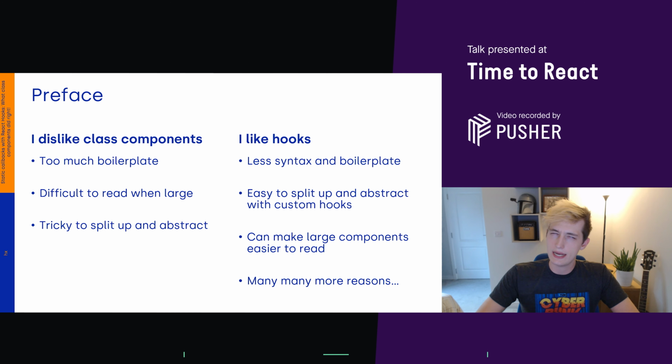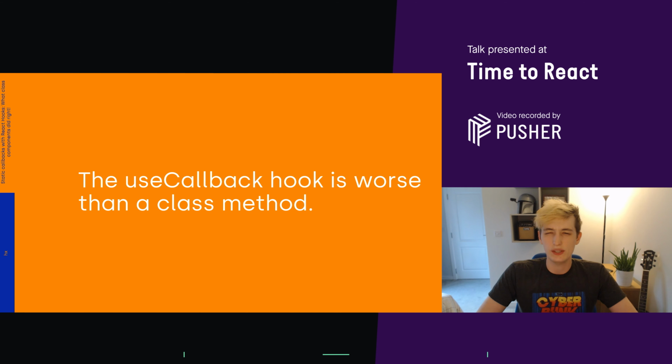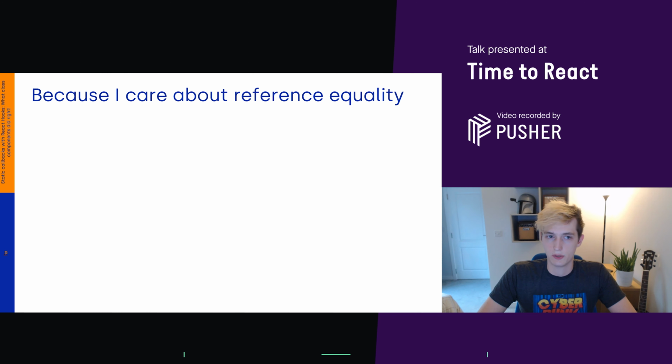But there's one thing I really don't like about functional components with hooks, and that's the useCallback hook. And I think actually it's quite a lot worse than a class method. The main reason for this is something called reference equality. If you've seen any of my prior talks, you'll know that I tend to bang on about reference equality and optimization a little bit. But to me, it's really important. And for building really big and complex optimized apps like we do internally at Hyperexponential, it does become very important.